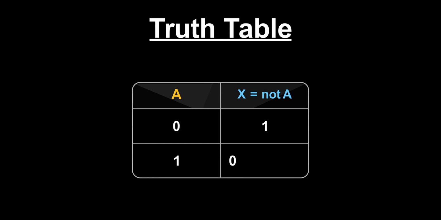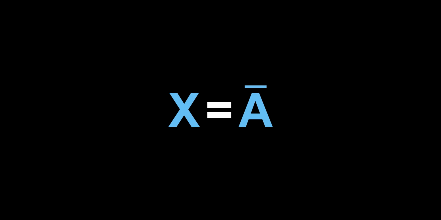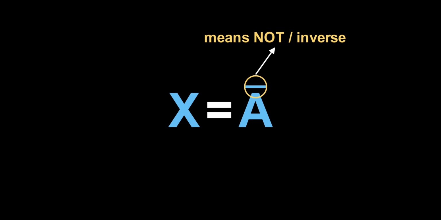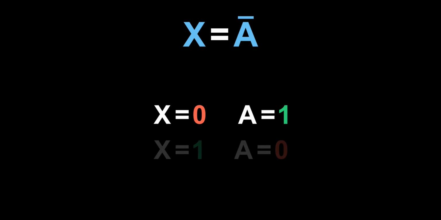If we have 1, we're going to get 0. And it's quite easy. For the equation, you just put that little dash on top. That just means not or inverse. And the logic is very simple. For x equals 0, that's because A was 1. For x equals 1, that's because A was 0.